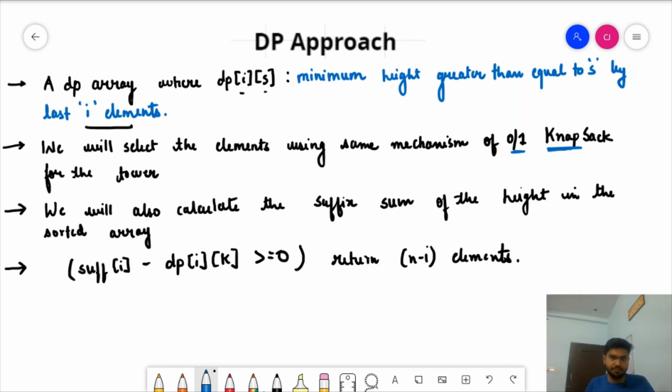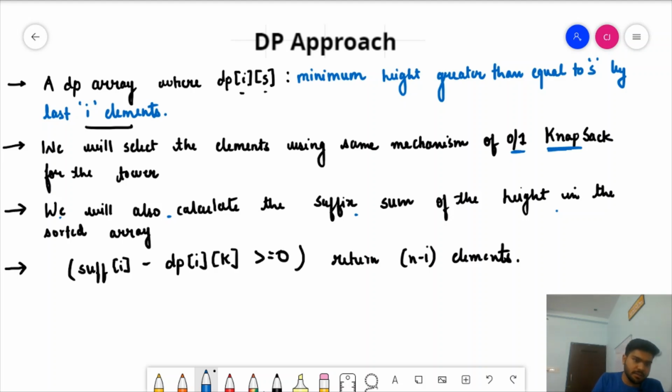How will we check that? For that, we will form a suffix array which will store the suffix sum till a particular ith element. So we will also calculate the suffix sum of the height in the sorted array that we have formed, and we'll form a suffix array as well. So what will the suffix array be storing? The sum of the height of the last I elements. So what will be the benefit of that?